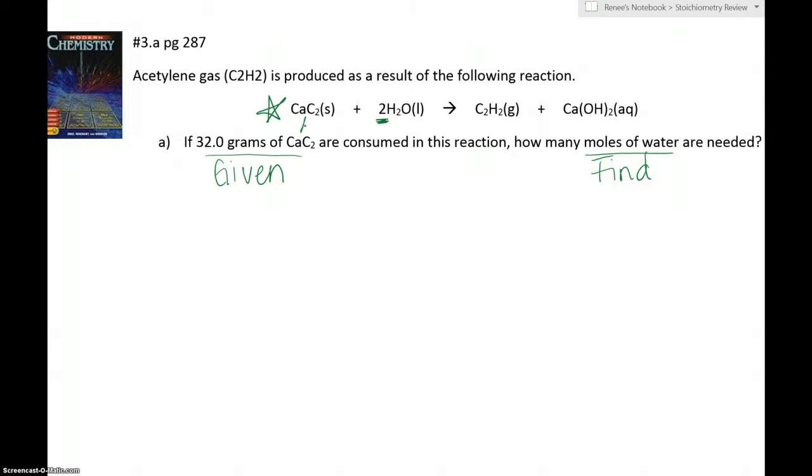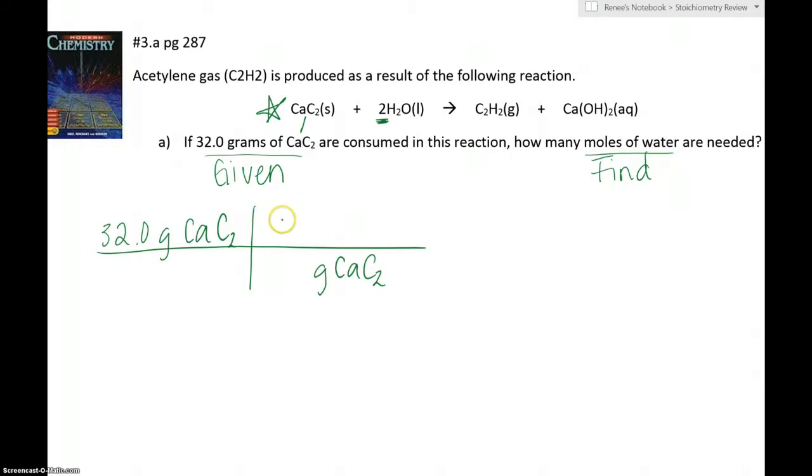And in all stoichiometry problems, you always start off with what's given to you. So we're going to start off with 32.0 grams of CaC2. And we need to cancel our grams of CaC2, so we're going to put grams of calcium carbide here. And it's always 1 mole of that same chemical formula on top whenever we use grams. And this right here is our molecular weight.